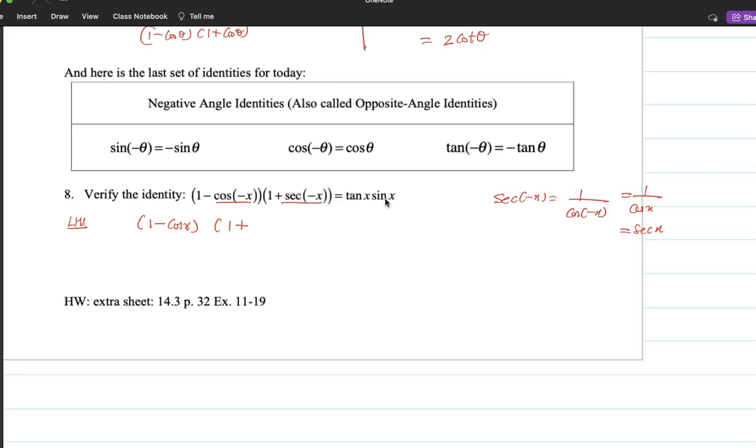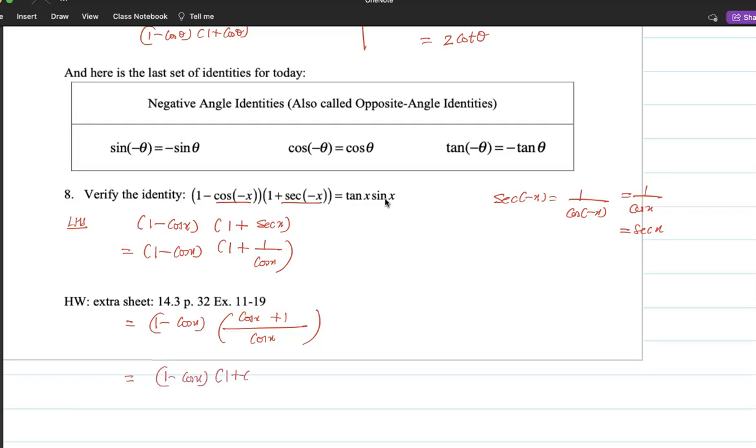Correct? Yeah. So 1 plus sec x, so 1 minus cos x, correct? 1 plus 1 upon cos x. So take LCM. So cos x plus 1, upon cos x. So there you can multiply that by cos x. So 1 minus cos x, 1 plus cos x, upon cos x.